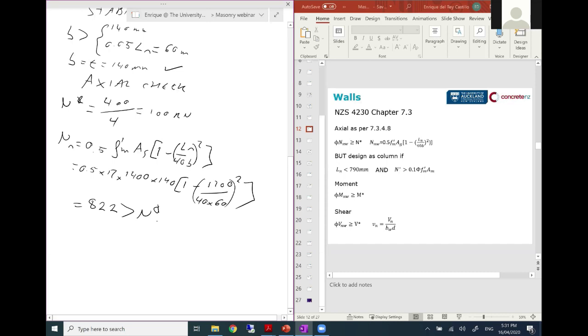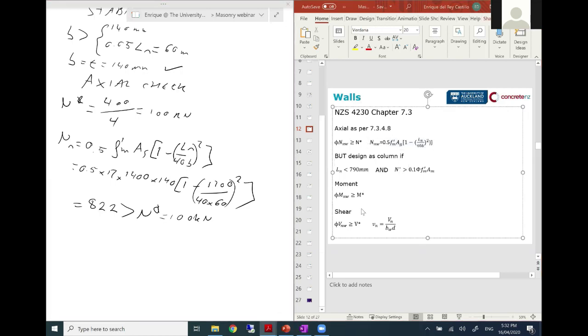I'm not even bothering with the strength reduction factor because it's so high. We cannot check the minimum reinforcement. We will have to do that at the very end because we don't know how much steel we have. So basically what we are going to do now is design the moment capacity.